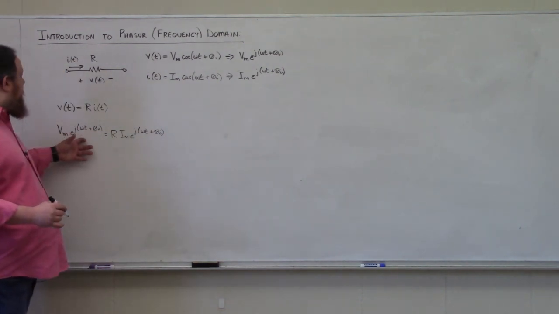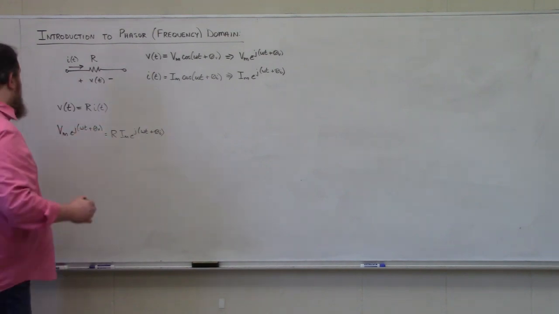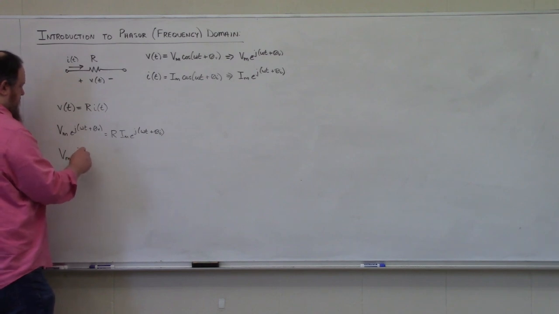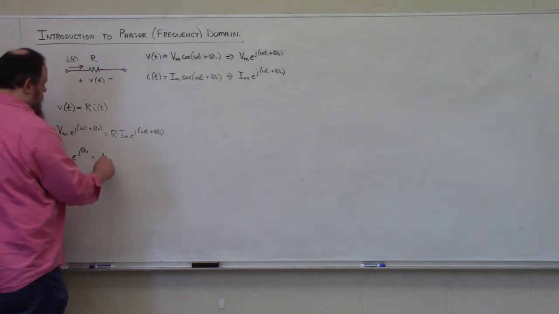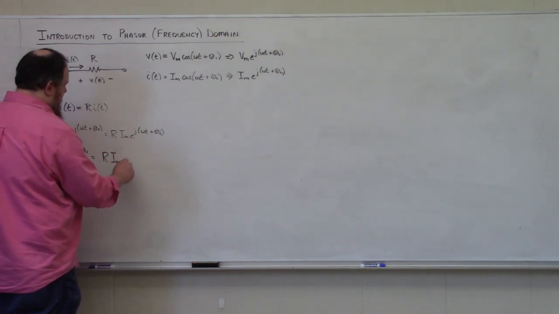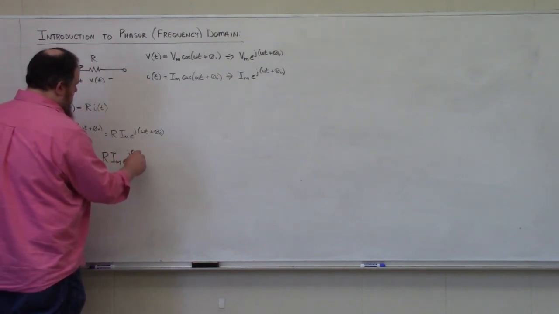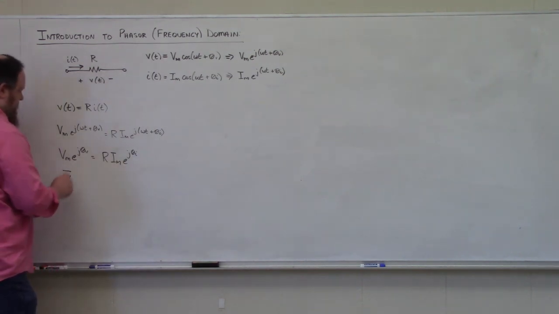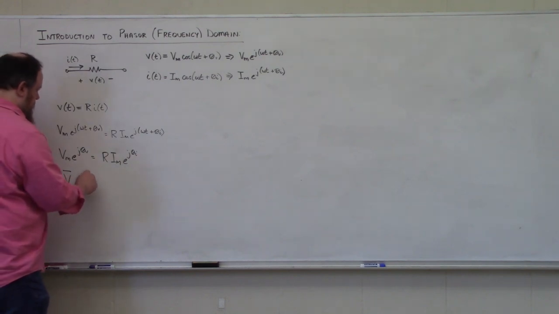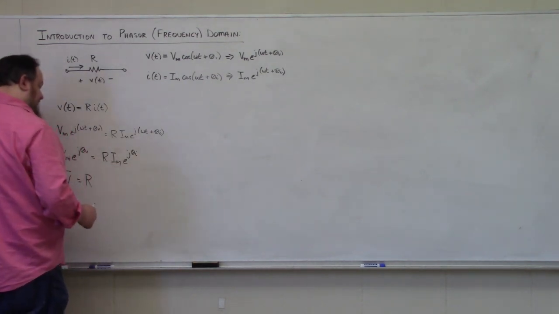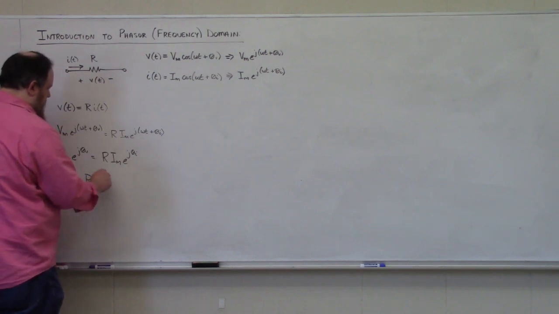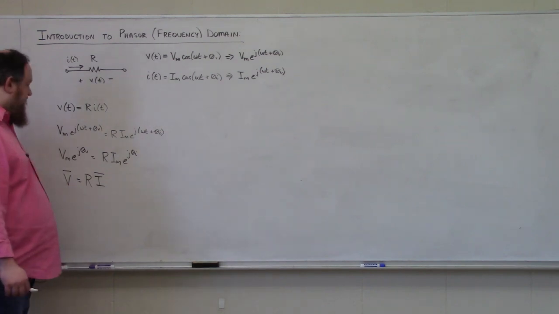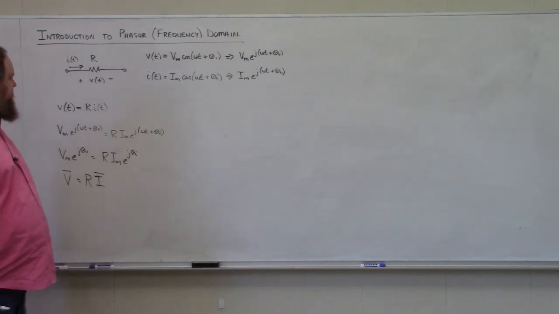If we suppress our frequency terms and move into the phasor domain, then we would have Vm e to the j theta v is equal to R times Im e to the j theta I, where Vm e to the j theta v is a phasor voltage, and Im e to the j theta I is a phasor current. So this is our phasor domain relationship for resistors. It's just Ohm's law using a phasor voltage and a phasor current.